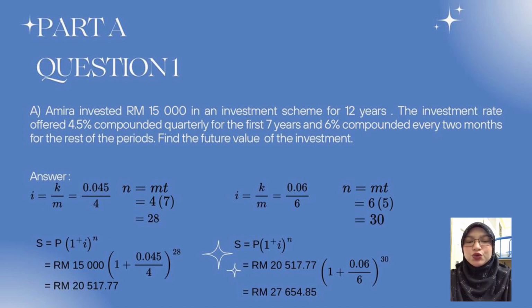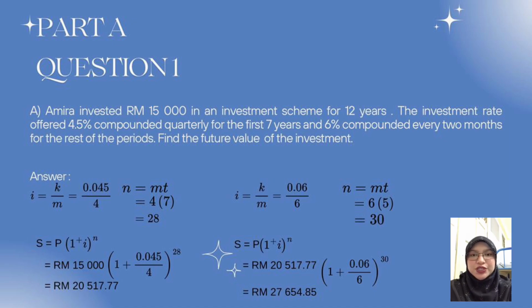The scheme offered two different interest rates over the investment period: 4.5% compounded quarterly for the first 7 years and 6% compounded every 2 months for the remaining years. Our goal is to find the future value of the investment after the full 20 years. For the first 7 years, the interest rate is 4.5% per year, compounded 4 times a year. Then we use the compound interest formula S equals P(1 plus i) to the power of n.